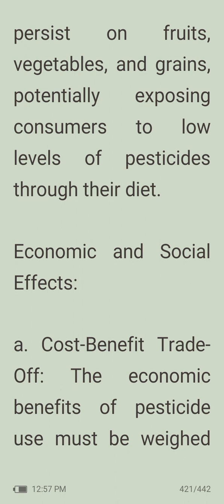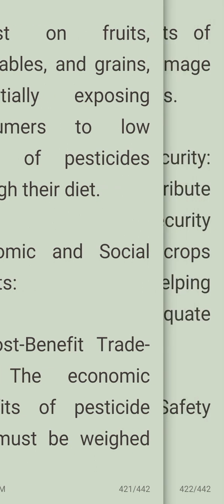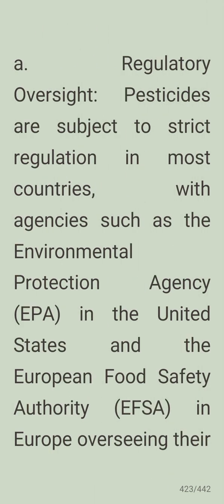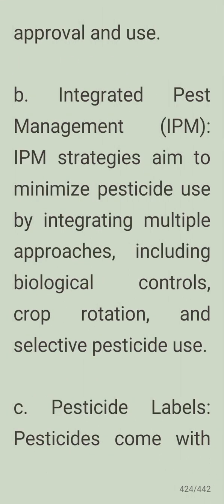Then economic and social effects. Cost-benefit trade-off. The economic benefits of pesticide use must be weighed against the costs of environmental damage and health impacts. And food security. Pesticides contribute to global food security by protecting crops from pests, helping ensure an adequate food supply. Then regulation and safety measures. Regulatory oversight. Pesticides are subject to strict regulation in most countries, with agencies such as the Environmental Protection Agency in the United States and the European Food Safety Authority in Europe overseeing their approval and use.